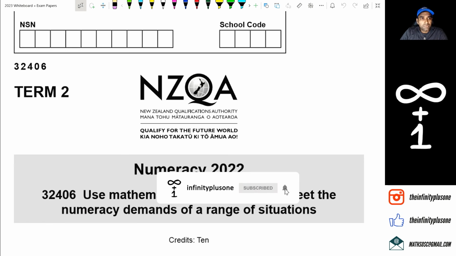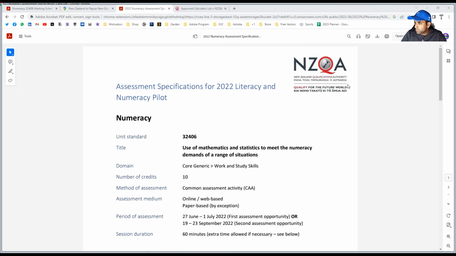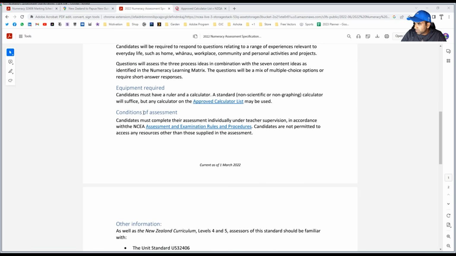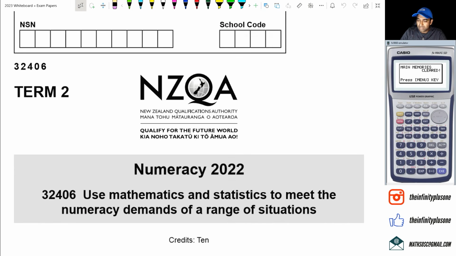Alright guys, so I guess the first real question I had was, are we actually allowed calculators for this particular paper? So I did pop down to the assessment specs for this pilot, and this is Numeracy 3246. If you look at equipment required, you can see that candidates must have a ruler and a calculator. And of course approved calculator list means, if you have a graphics calculator, you should be good to go. I hope I'm not giving you the wrong information here. But anyway, with that in mind, let's have our calculator here and get started with the round of questions.